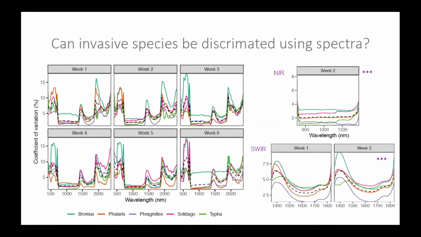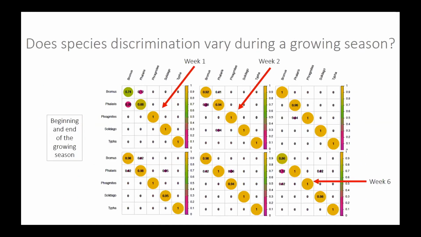Second, our PLSDA model allows us to discriminate Phragmites and the other species with high accuracy. It also shows us that the accuracy of discrimination does change throughout the season, and our results indicate that Phragmites spectral separability is maximum in the early stages of the growing season during weeks 1 and 2, and then again at the end of the growing season in September during week 6.